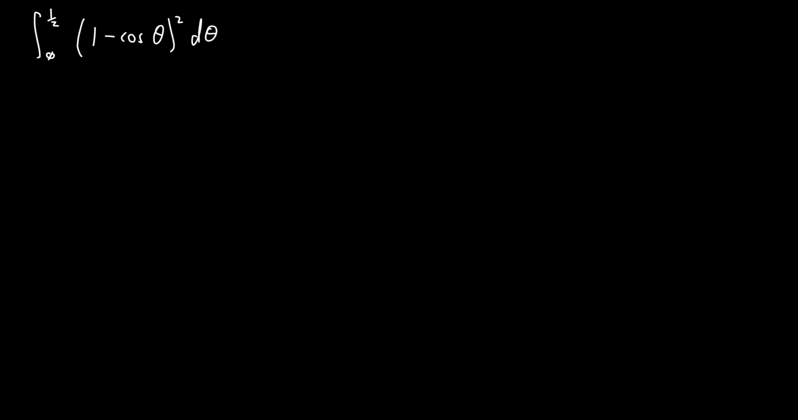In this problem, we're being asked to integrate (1 minus cosine theta) squared from 0 to a half. To solve this integral, we need to figure out what technique we should use for this.